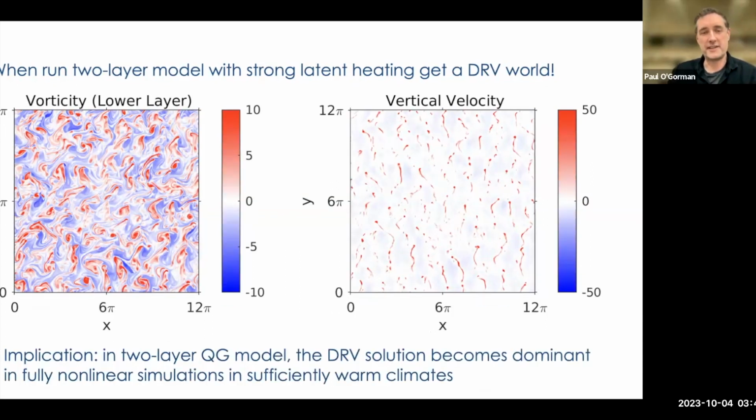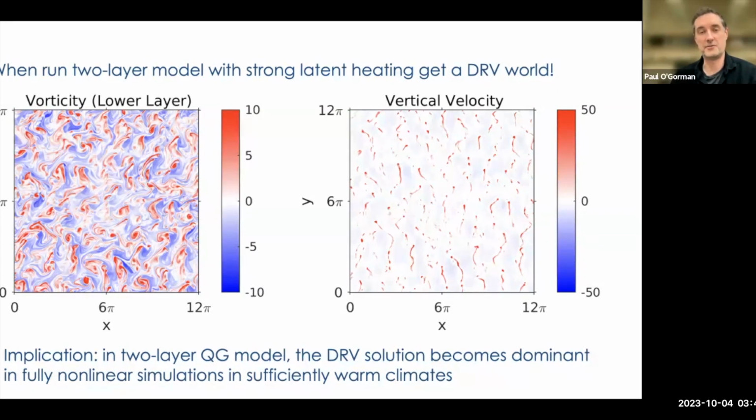So the implication of these kinds of simulations is that the DRV solution actually does become dominant in fully nonlinear simulations if you go to effectively a sufficiently warm climate. We know that's not quite what happens in the GCM. There might be more DRVs, and they might be stronger, but they're not dominating the flow. So we think this is probably a difference between QG equations and primitive equations, and depends on the Rossby number. There's a very interesting question, which Matthew and I are looking into, as to how, as you vary Rossby number, which type of solution is the one that emerges.